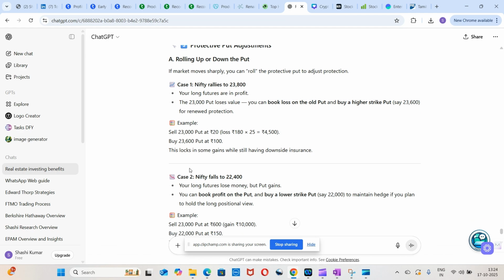Okay, this locks in your gains and again you will have downside insurance. So when the market rallies up, you will be in profit. So take the profits, close the put position, and if you want to hedge, if you feel that the market will go up again, take a higher strike put.